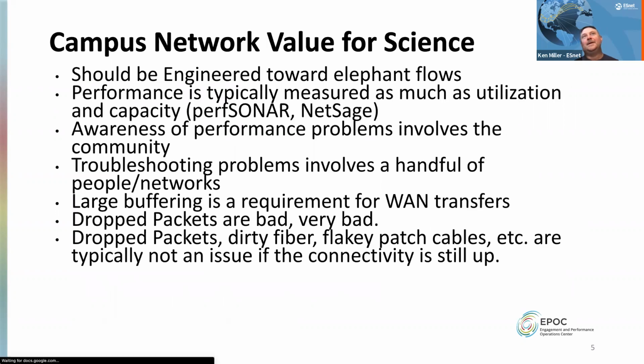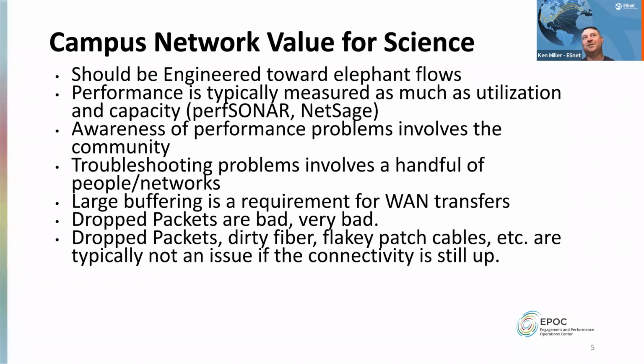So as we flip the table on this and look at the change when you value a campus network for science, it's really engineered towards elephant flows, which are the large flows: a single user, a big flat-rate transfer going through a network. And some of this can be the same. One user can transfer the same amount as the entire wireless network. We've seen that different times.